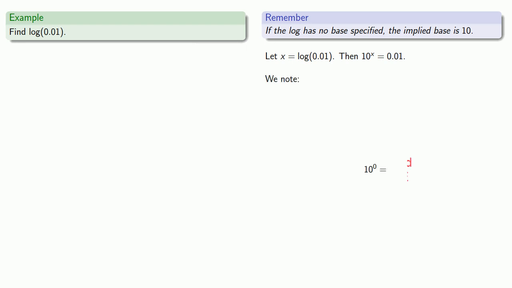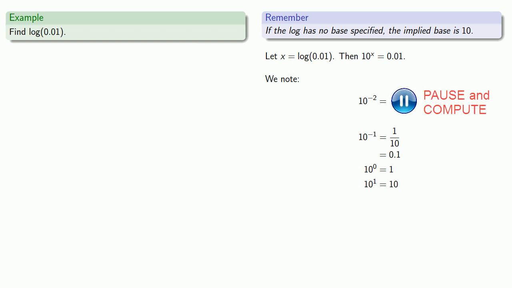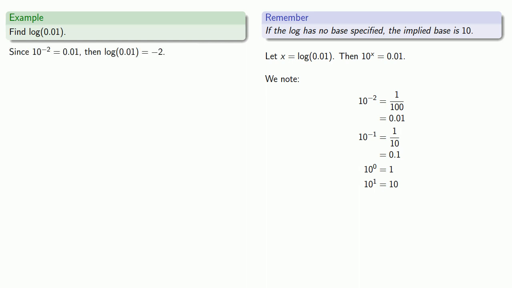So 10 to the 0 is, 10 to the 1 is. Now keep in mind we want to get 0.01, and notice that if we have a positive exponent, our numbers are going to be way too big. So we'll have to try some negative exponents. How about 10 to the minus 1? And 10 to the minus 2 is, which is what we're looking for. And so we can summarize our results. Since 10 to the power negative 2 is 0.01, then log 0.01 is negative 2.